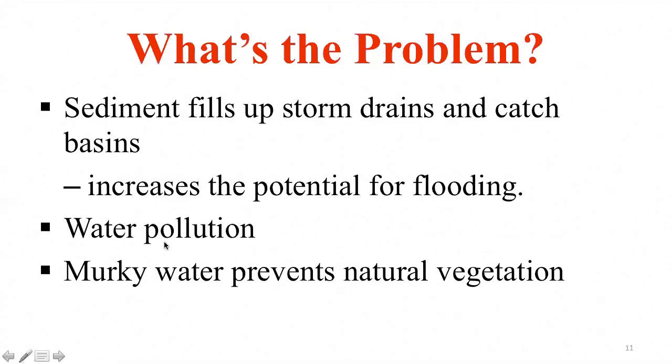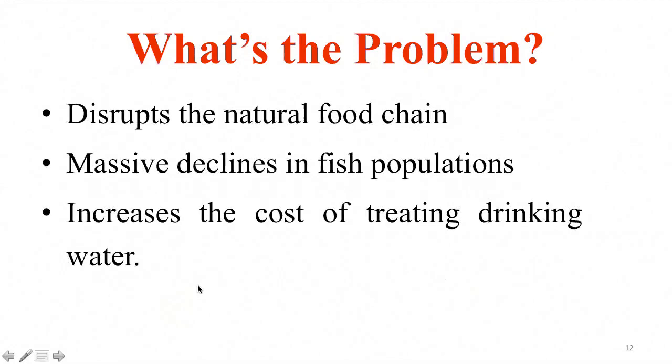Water polluted with sediment becomes cloudy, preventing animals from seeing the food. Murky water also prevents natural vegetation from growing in the water. Here, murky water represents the dirty water. Sediment in the stream beds disrupts our natural food chain by destroying the habitat where the smallest stream organisms, for example, the microscopic phytoplankton, live, causing massive declines in fish populations.